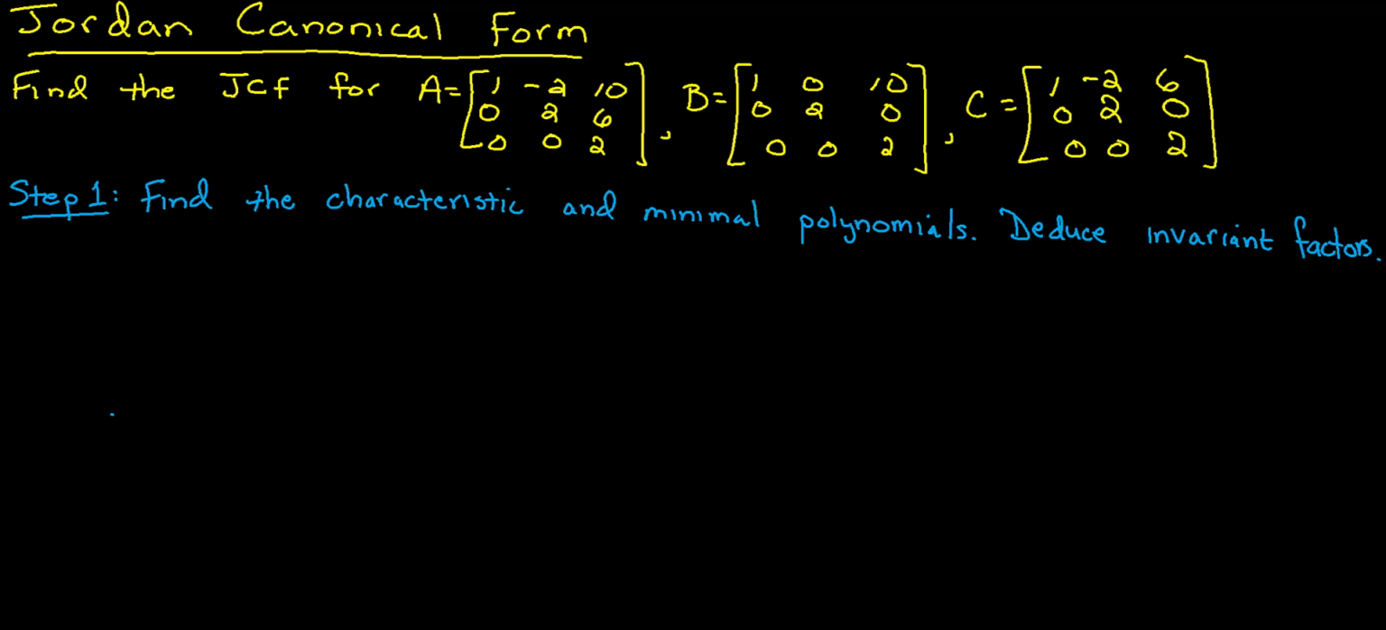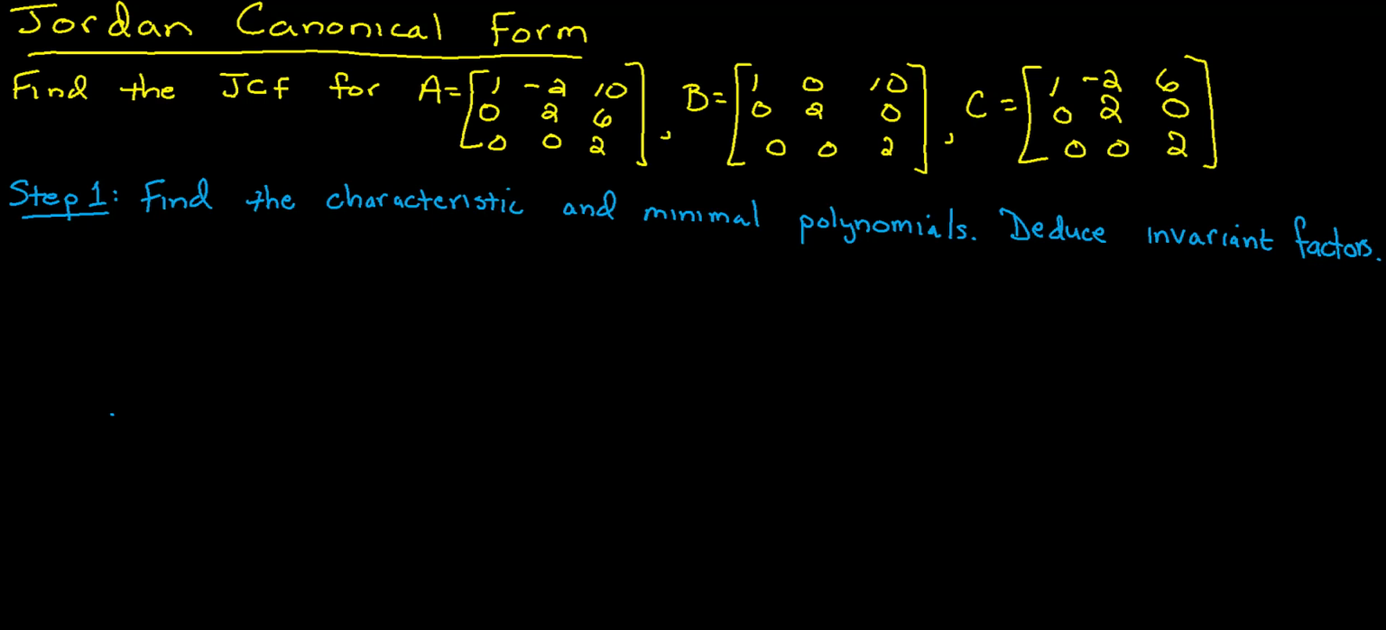Hi everyone, in this video I'd like to talk about Jordan Canonical Form. I won't talk about the theory so much as I will emphasize doing a few examples. So we want to find the Jordan Canonical Form, which I'll abbreviate as JCF, for the following matrices. We've got matrix A, matrix B, and matrix C. The first step is to find the characteristic and the minimal polynomials and then deduce the invariant factors.